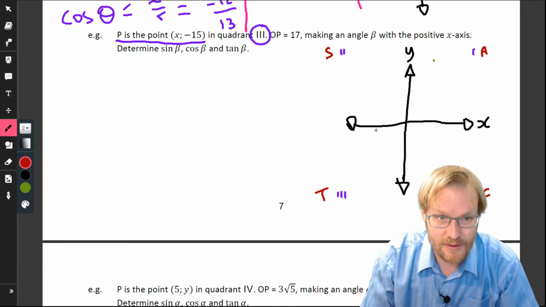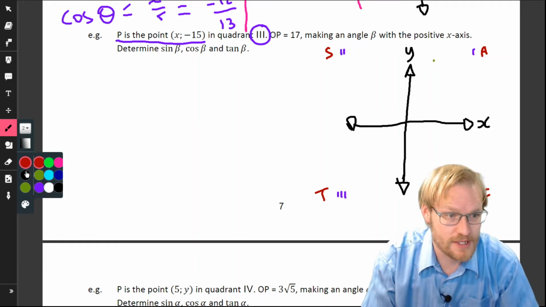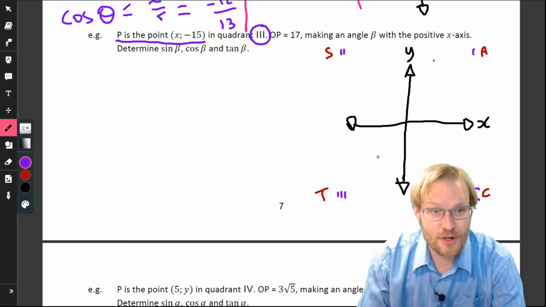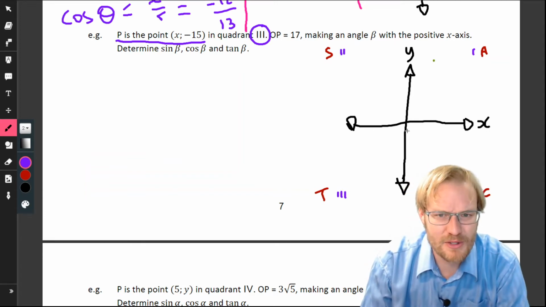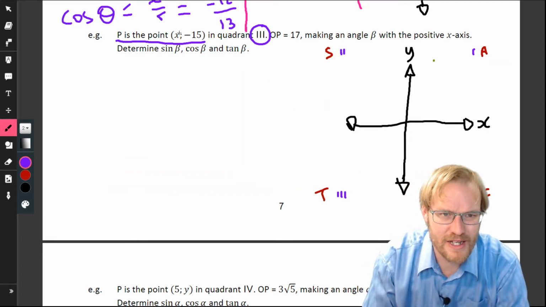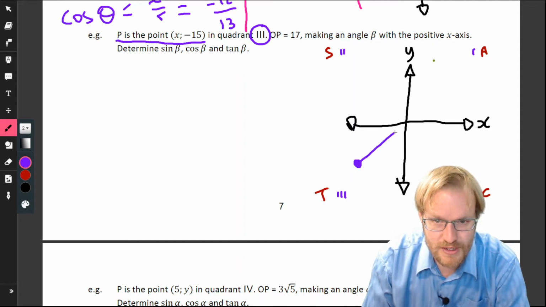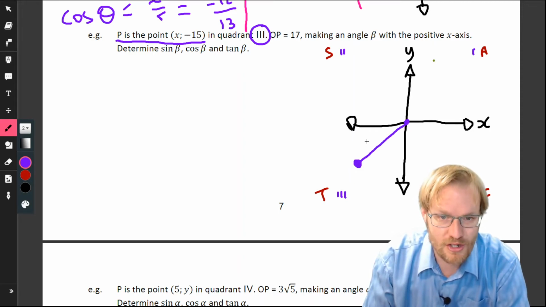It's down here. So we can draw our point P. In the first video, I said it doesn't have to be perfectly to scale, but it helps to have a little bit to scale. But we don't know how far x is, we haven't worked out what it is. So it's going to be x along, and it's negative 15. And this length is 17. So I'm going to draw it just out in the middle of nowhere here. It's going to draw this line. Remember, point O is just the origin.